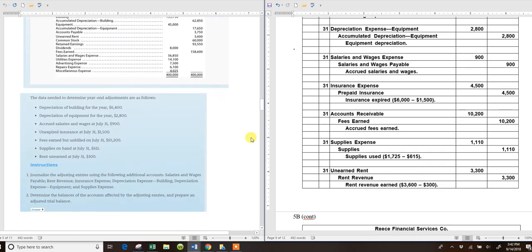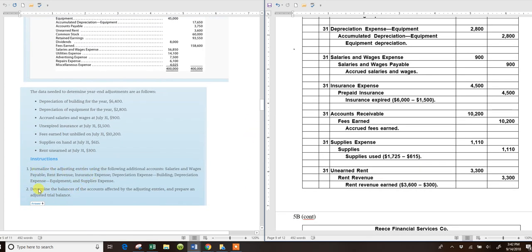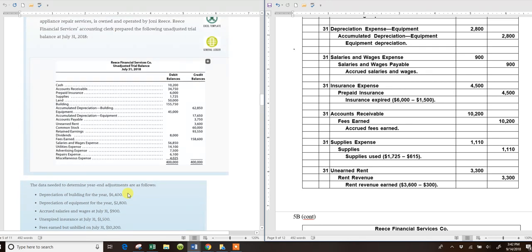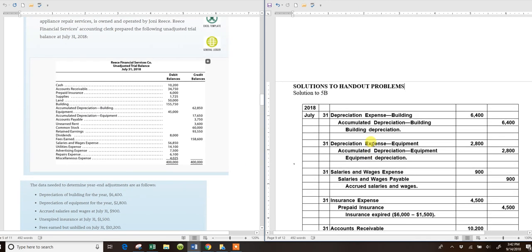Okay, the next part is, determine the balance in the account. I'm only going to do a couple of these, but let's take depreciation expense. Notice I debited it, $6,400. Honestly, you would post them to the T accounts and add up the T accounts. One way that I do this more quickly is I just add it on this line. So you can have depreciation expense for building $6,400.